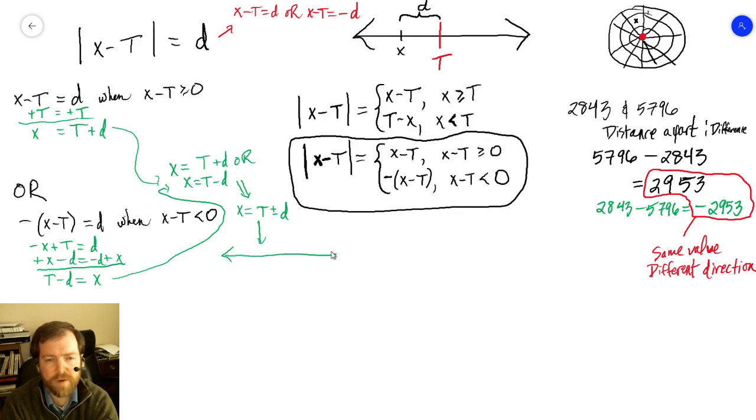And on a graph, this then makes it t, our target value, in the middle. Our x values, the places that we want to have, are going to be a d in the positive direction, or a d in the negative direction. So going up, that is going to be t plus d. Going down, that is going to be t minus d. And we want specifically these individual locations.